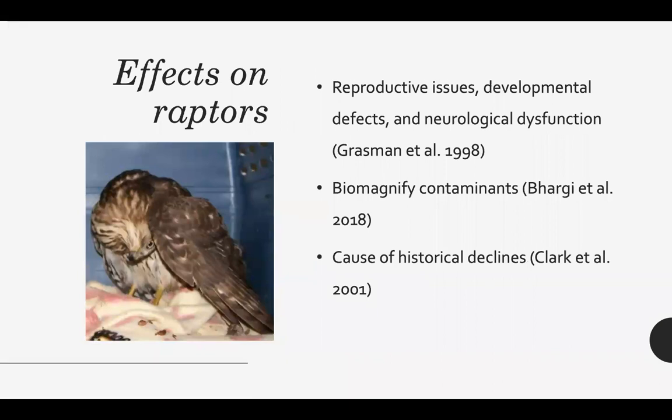As for the effects on raptors, organochlorines have been known to cause reproductive issues and developmental defects, including embryo mortality, deformities, eggshell thinning, and edema, as well as neurological dysfunction and motor skill impairment. As apex predators, raptors biomagnify contaminants, putting them at a substantially greater risk from these compounds. These complications can drastically impact a raptor's ability to survive in the wild and reproduce, which is evident in the historical decline in raptor species, which are a direct result of organochlorines.